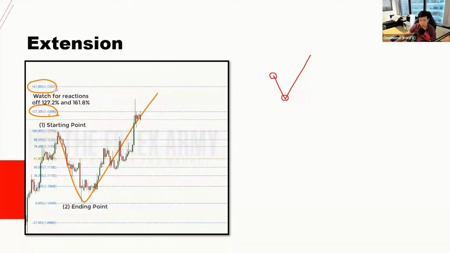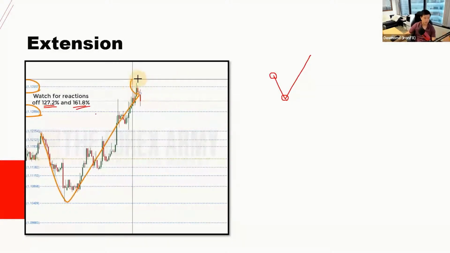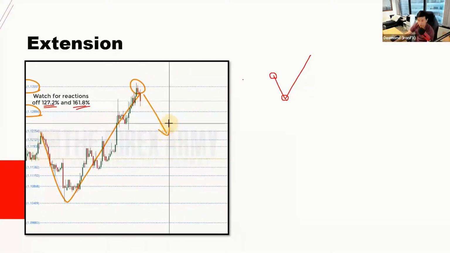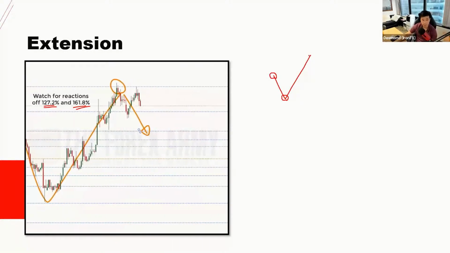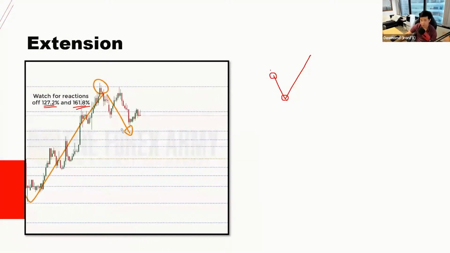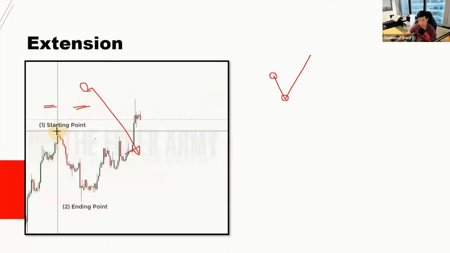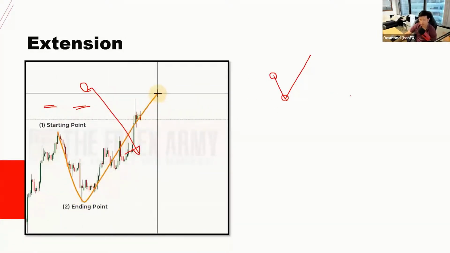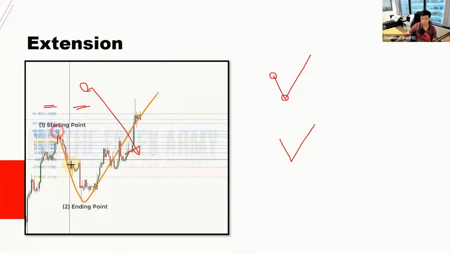It will then retrace two key levels, 127 and 161.8. Those are the important Fibonacci levels that you need to refer to. Okay? And once you rise up to the 127 and 161, what happens is that price tends to reverse from that level. So that is what we call a Nike tick. Nike tick is very, very straightforward. It's a very, very straightforward setup, right?